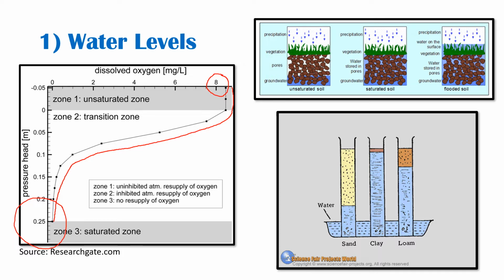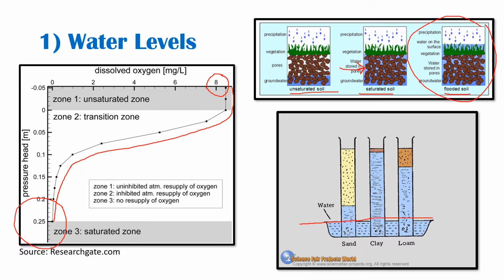This figure over here on the top right shows the difference between unsaturated soils, saturated soils, and flooded soils. So this is just to understand that not all wetlands have to be flooded. A lot of wetlands only have hydrology in the subsurface, which causes the water pores or the pore space to be filled with water.